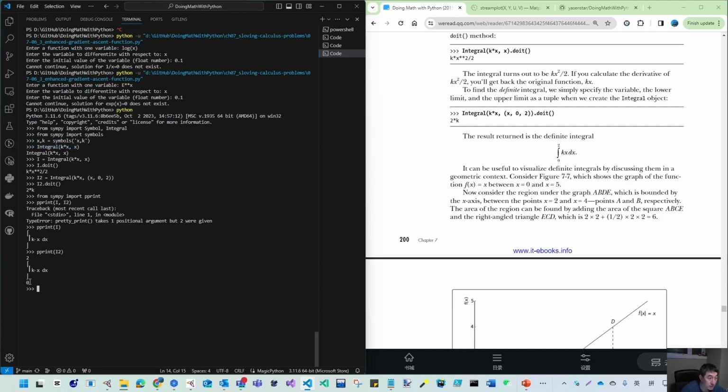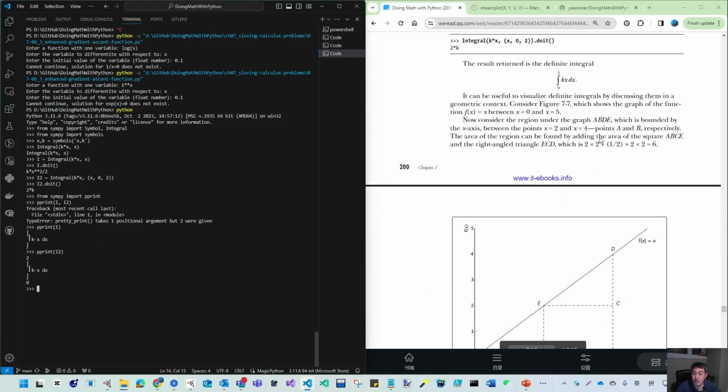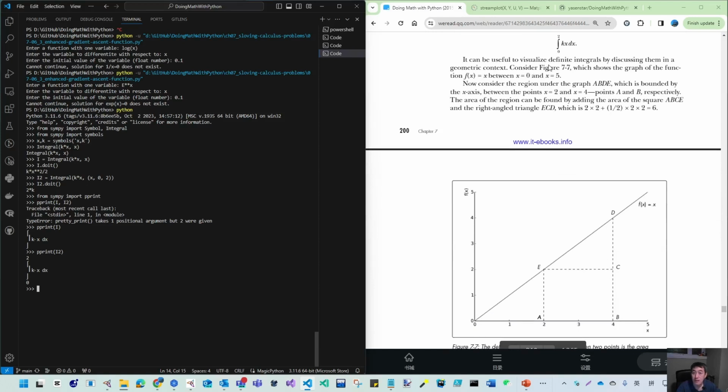So now we have this scope here. Even though it's not easy to use this terminal to show all those special characters, this already gives you some hints. This is the integral symbol. And now consider the region under the graph ABCD. We can very easily use plotting to show the concept of the integral, because integral is actually like calculating one level up above the dimensions.